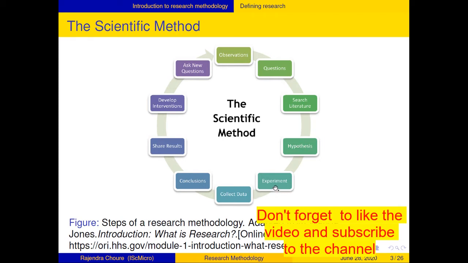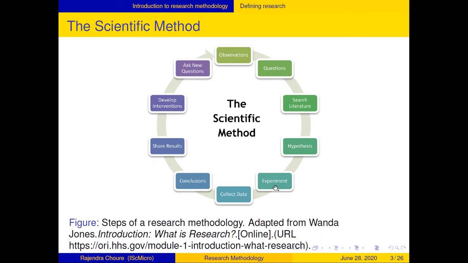Then you go for collection of data. That collection of data involves careful planning of surveys or careful planning of experiments. And based on your data, you draw conclusions. Then you will share your results, you will develop interventions, and people or you yourself will ask new questions. Again, that will lead to observations, then new questions will be there, and the process will continue. Scientific method or any research is an iterative process.